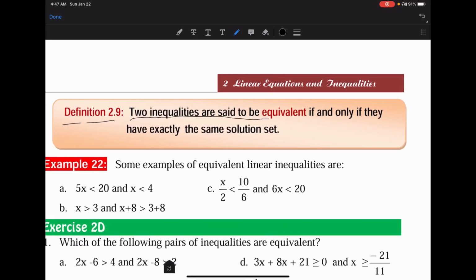Definition 2.9: Two inequalities are said to be equivalent if and only if they have exactly the same solution set.